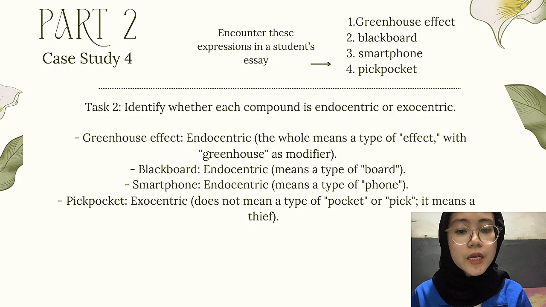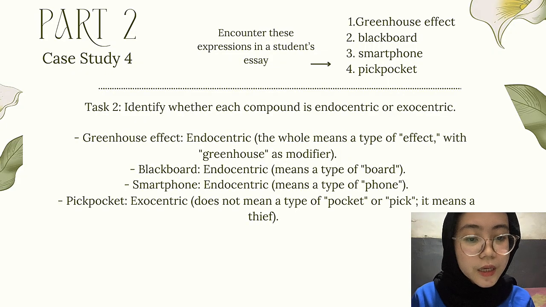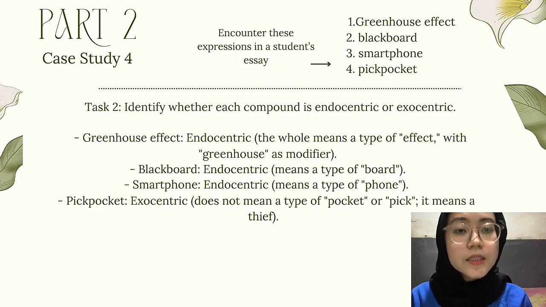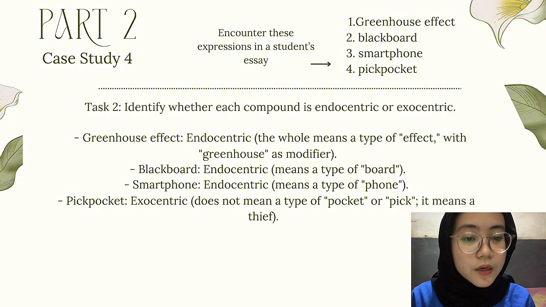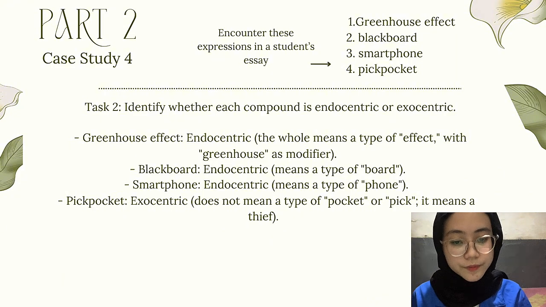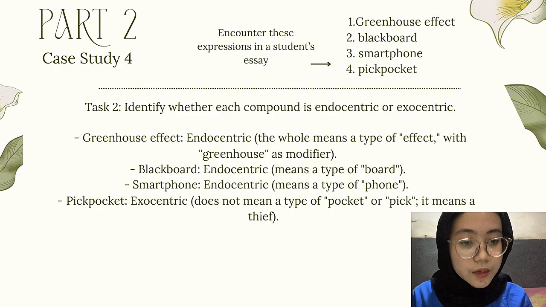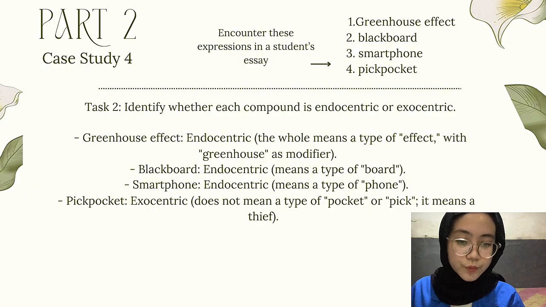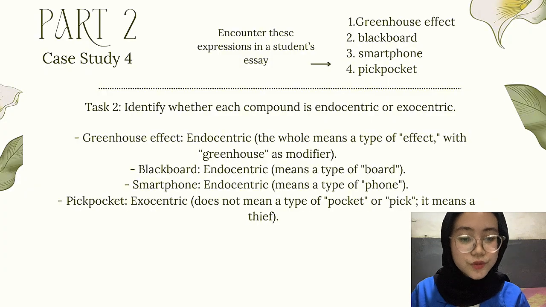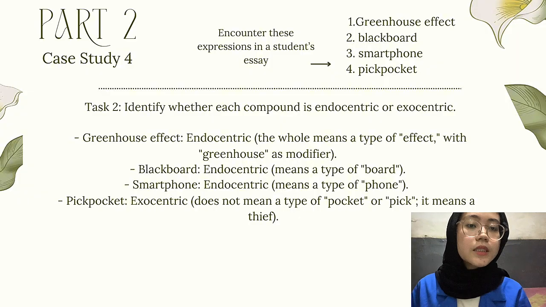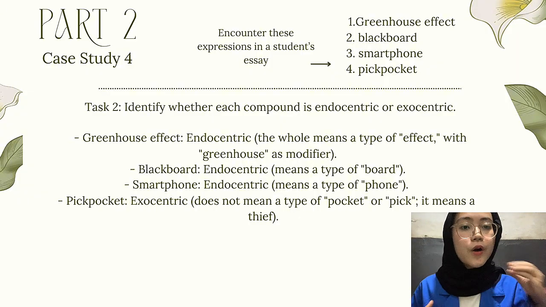Task 2 is to identify whether the compound is endocentric or exocentric. So greenhouse effect is endocentric. The whole means a type of effect with greenhouse as modifier. Blackboard is endocentric because it means a type of board, and smartphone is endocentric, meaning a type of phone. Pickpocket is exocentric because it does not mean a type of pocket or pick. It means a thief, someone who picks pockets.